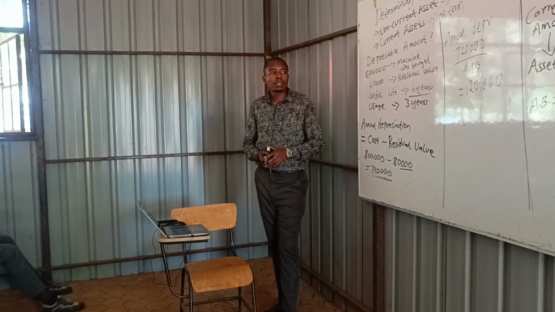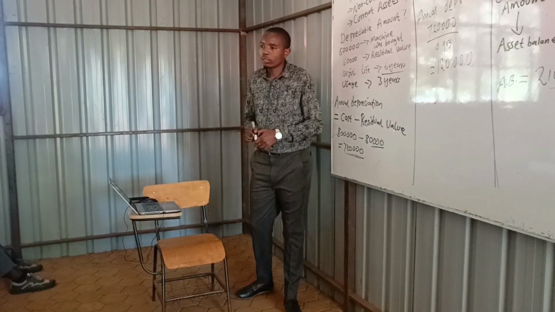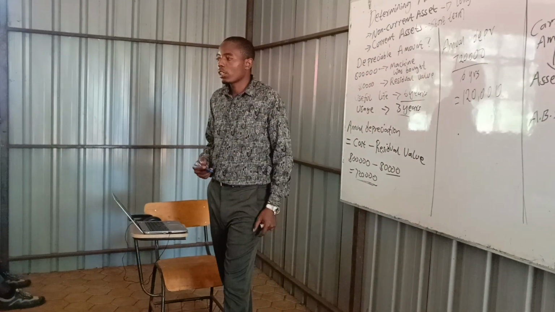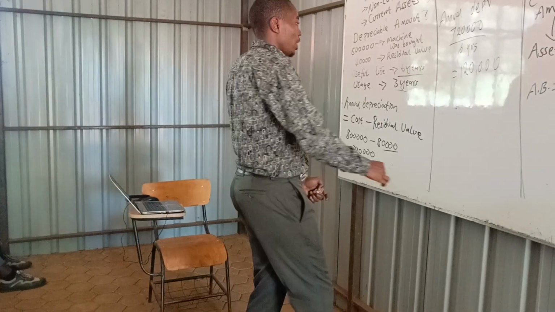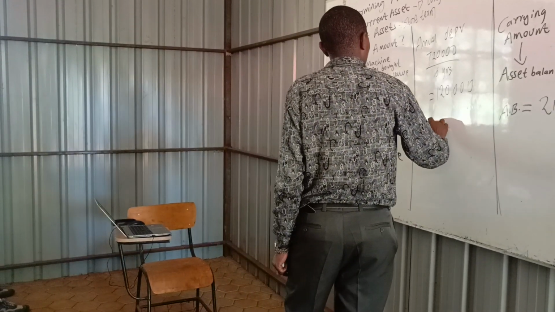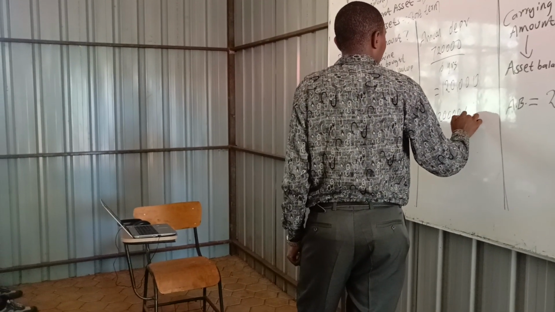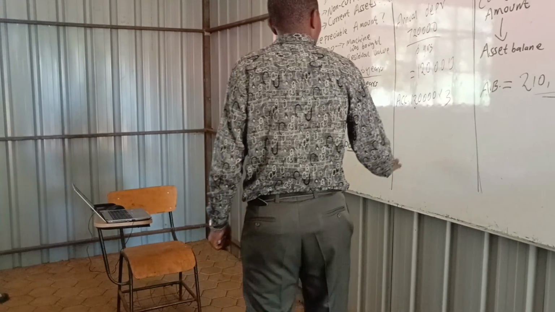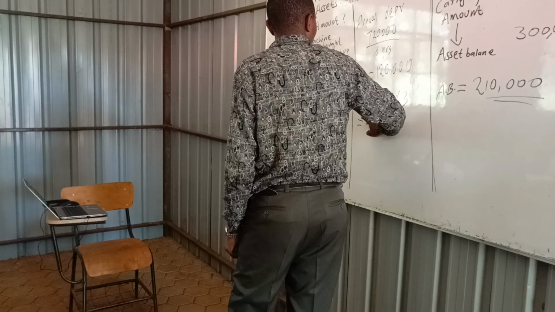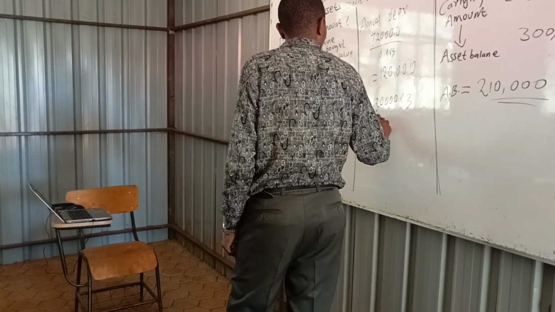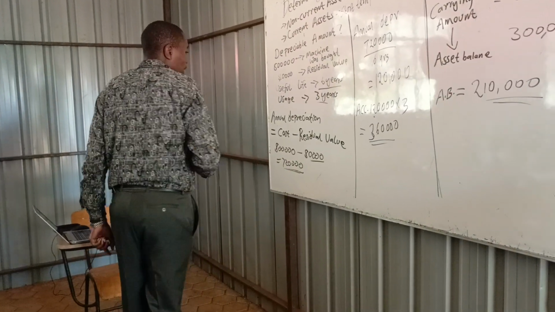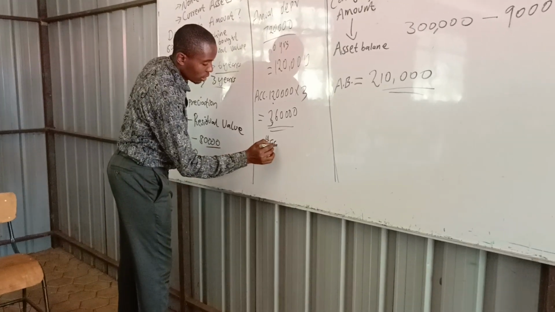What if now you are asked the accumulated depreciation? What will be the accumulated depreciation? We have said the business has used this machine for how many years? For 3 years. So accumulated depreciation will be 120,000 times 3. So how much will it be? 360,000. So that will be the accumulated depreciation.